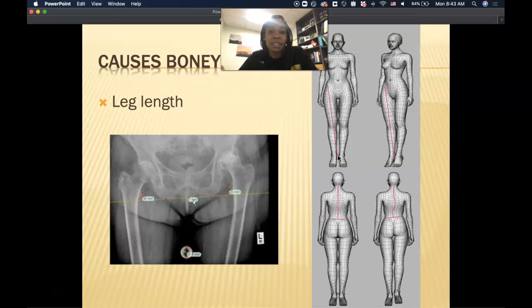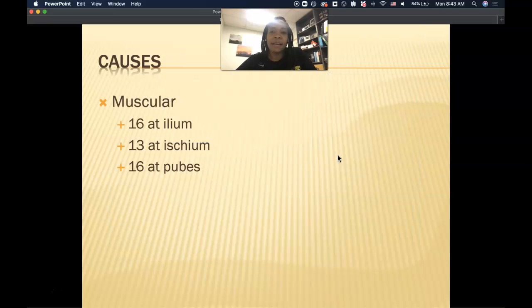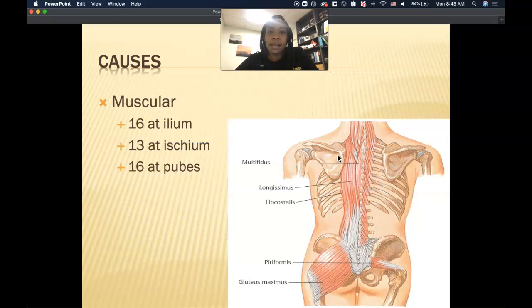The only thing we can do is if it hasn't been diagnosed in childhood and they get to you, then being able to recognize that, being able to refer out to typically a podiatrist to help resolve the leg length discrepancy, right? Okay. Next, we have muscular causes. And so you're going to see a few anatomical slides kind of pop up on the screen.